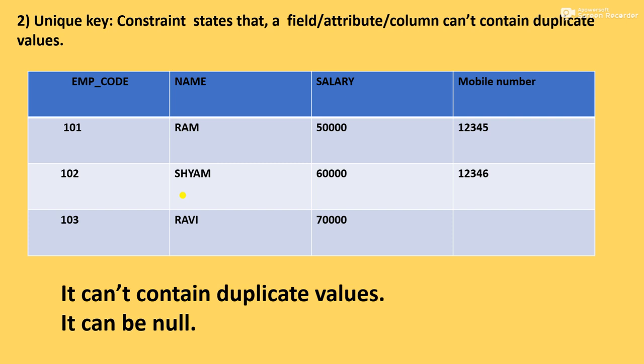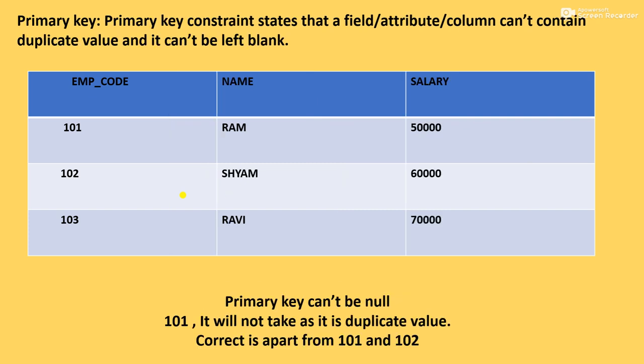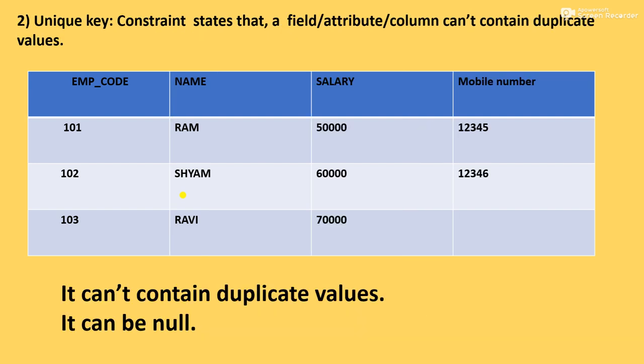So next is the unique key. Unique key constraint states that a field attribute, because all the constraints are applied on the column only, also can't contain duplicate values. Unique means it can't have duplicate values, but it can be null. See, the primary key could not be left null, but the unique key can be left null. Students, now you can see mobile number is empty. It is null, there is no value in it, but it can't contain duplicate values. I hope it is clear to everyone.